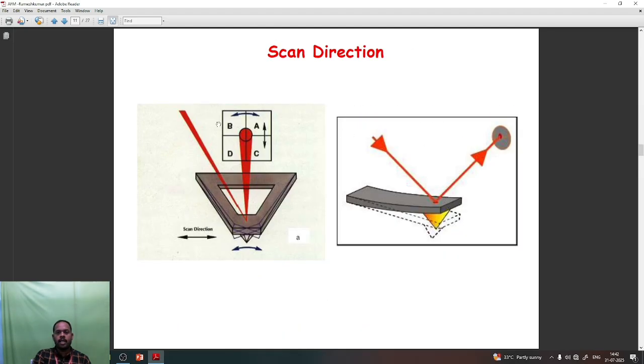So this is the scan direction. This is the cantilever tip. It will move in the X and Y directions. Here you can see the cantilever tip moving up and down, that is in the Z direction, but the rastering will be in the X and Y directions. So while rastering or scanning, the cantilever tip will be moving in the Z direction.